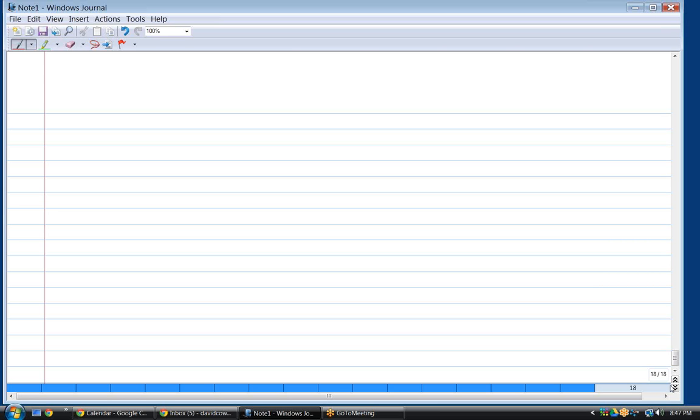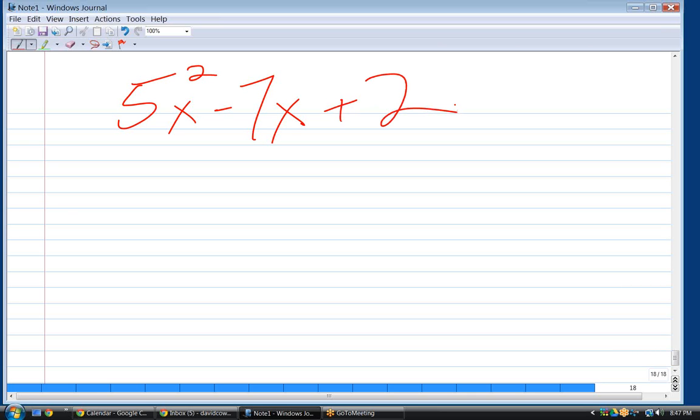Okay, here I got some. I don't know if these factor or not. We'll look and see. Because the instructions here are, do they factor or not? And if they factor, factor them. Okay.